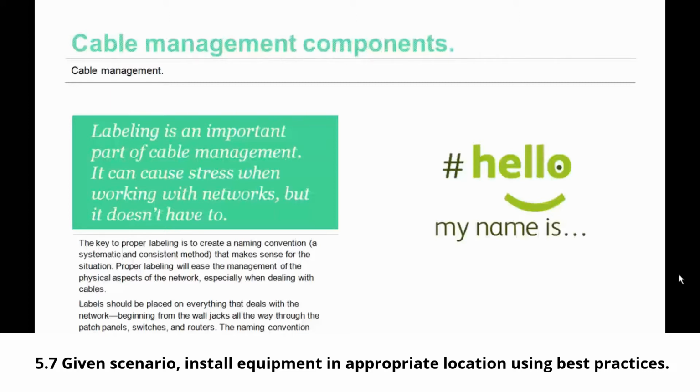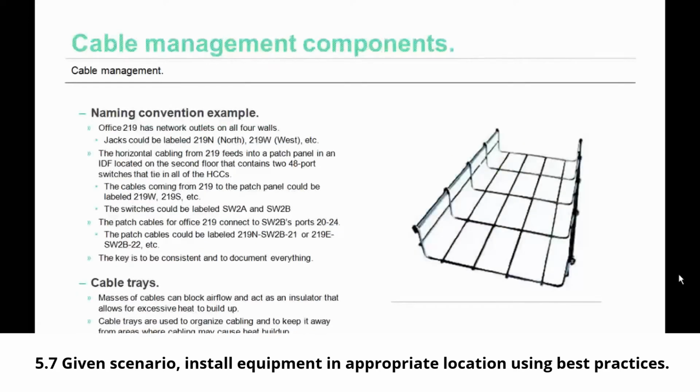Labels should be placed on everything that deals with the network, beginning from the wall jacks all the way through to the patch panel, switches, and routers. The naming convention should be documented and kept with the network diagrams. Let me give you an example of a naming convention.